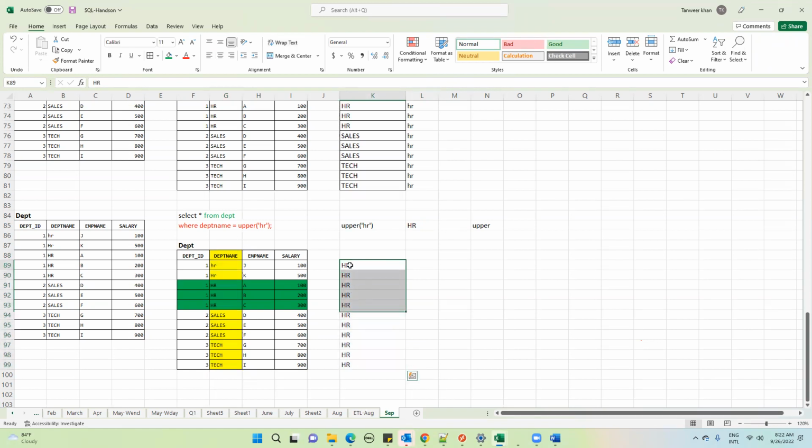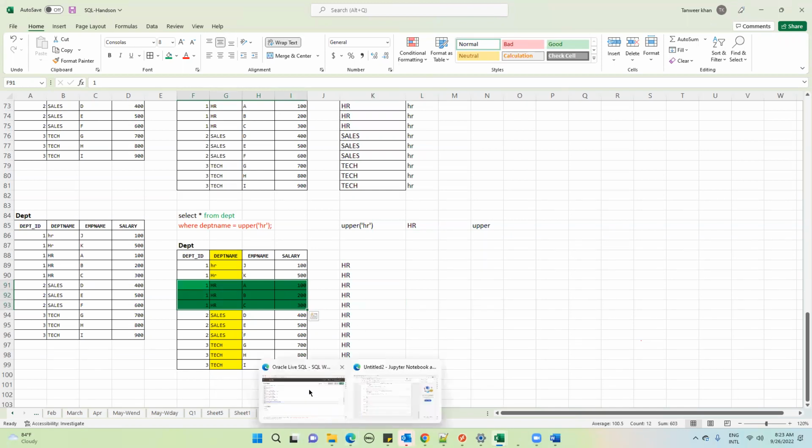I see it now. Now, is this value the same as this value? No. This is lowercase HR. This is uppercase. No. Only this third value matches this value. Right? So that's why if you execute this query, you will get only ABC in the output. Okay, I get it. Thank you.